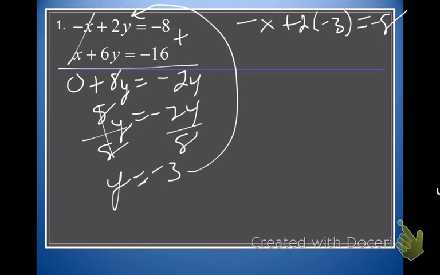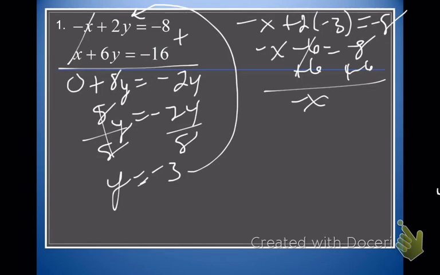So negative x minus 6 equals negative 8. Add 6 to both sides. And we get negative x equals negative 2. And then divide both sides by negative 1. And so x is 2. So we think our solution is 2 comma negative 3.